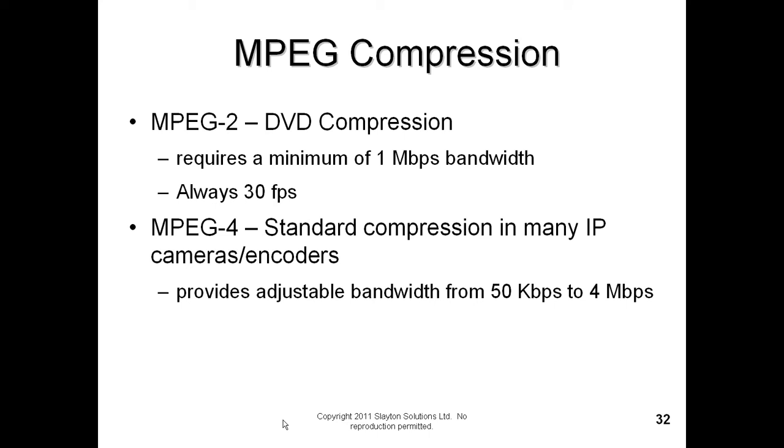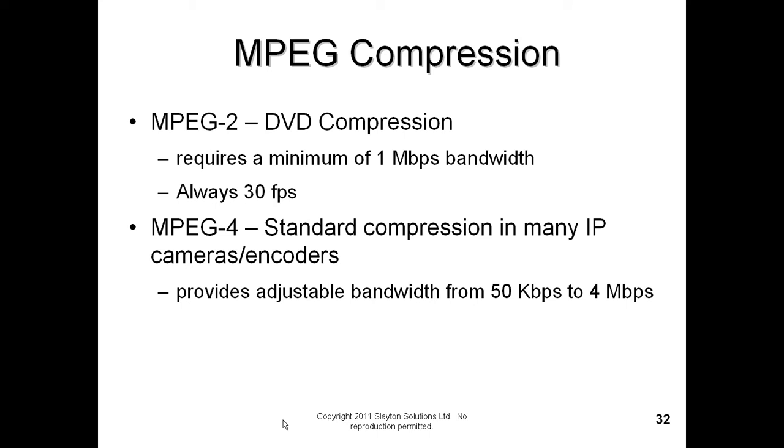Now let's talk about some of the MPEG compression options. MPEG, by the way, is a licensed technology. This is why you find MPEG compression in higher cost cameras, in the mainstream cameras, the Sonys, the Honeywells, the Panasonics, the Axis cameras. They're going to include a flavor of MPEG, and they're paying a license fee for it. MPEG-2 is the DVD compression. We don't usually use this in our industry. It requires a minimum of 1 megabit of bandwidth, which is kind of stout, and it's always going to be 30 frames a second.